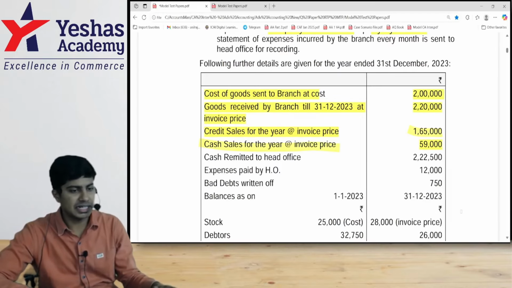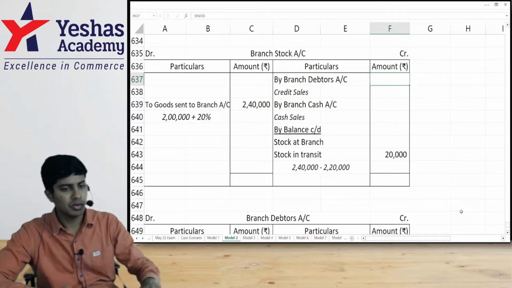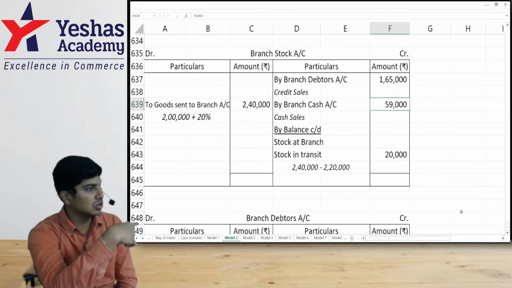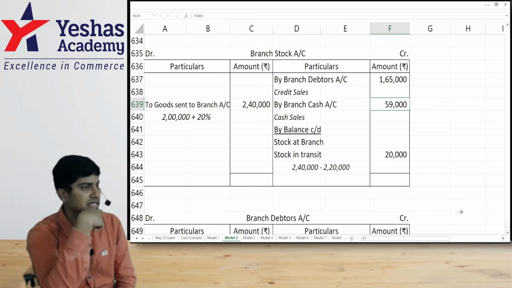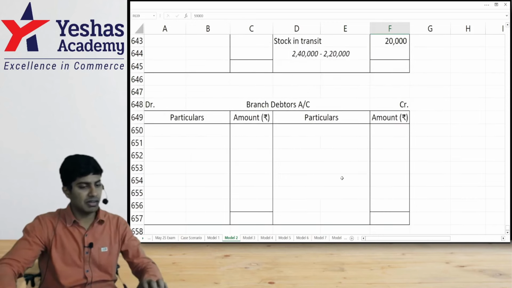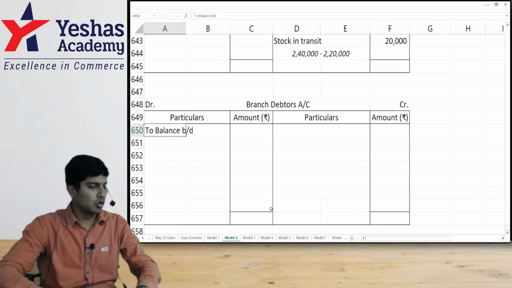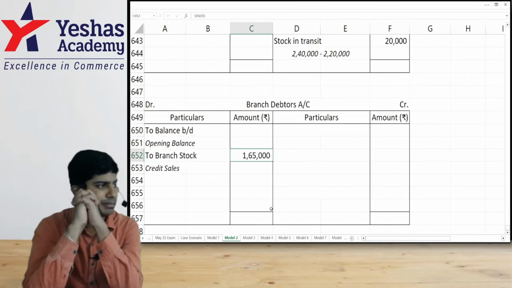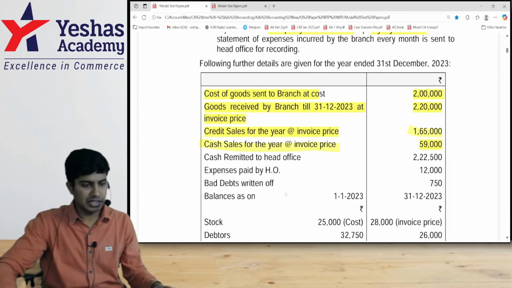How much is debtors? Credit sales 1,65,000. They've asked us to prepare the branch debtors account also. In branch stock, I've written by branch debtors. In branch debtors, I will write to branch stock. I don't know the opening balance of debtors. I will write it later. Then I'll write to branch stock, credit sales 1,65,000. Easy. What is after this?